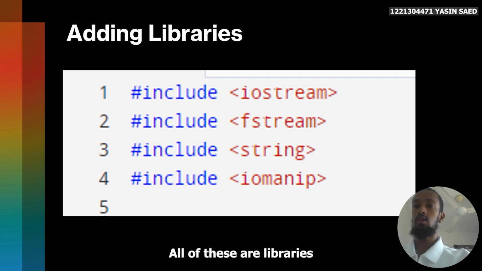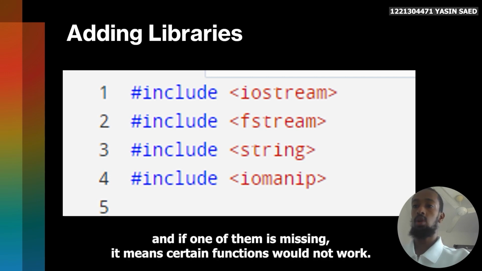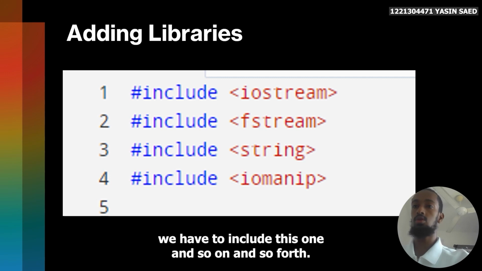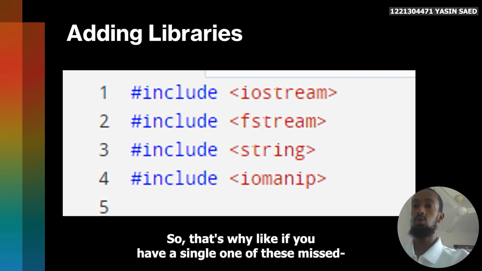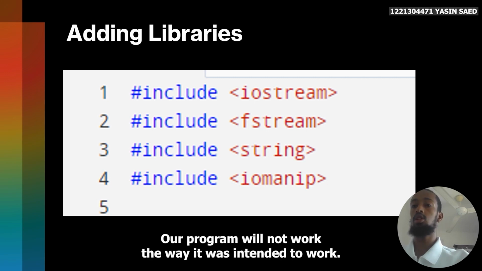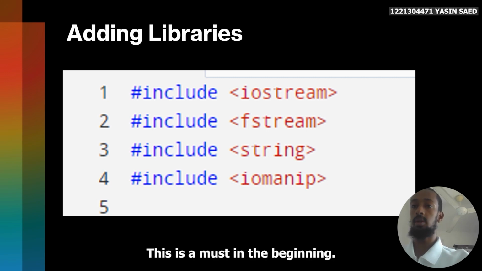All of these are libraries that we needed to execute our program, and if one of them is missing, it means certain functions will not work. For example, if we included the iostream, so if you wanted to use cin and cout, we have to include this one, and so on and so forth. So if you miss a single one of these, our program will not work the way it was intended to work. This is a must in the beginning.